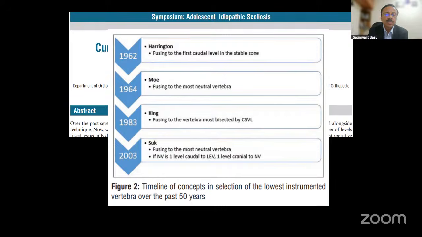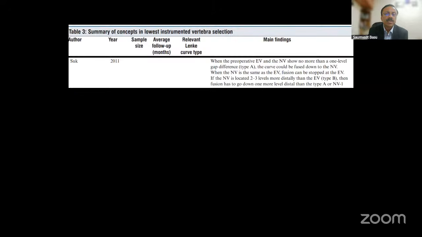20 years later, Suk challenged this and said that there has to be a concept of a neutral vertebra and an end vertebra. A couple of slides down the line, I'll show you how this works. So in the same article, he has given a table which summarizes the concepts in the LIV. From Suk in 2011 to 2017, there have been multiple publications based on the LIV. Suk in 2011 proposed that the EV and the NV need to be considered separately. EV is the end vertebra and NV is the neutral vertebra. Most of the time, the end vertebra is 1 or 2 above the NV.